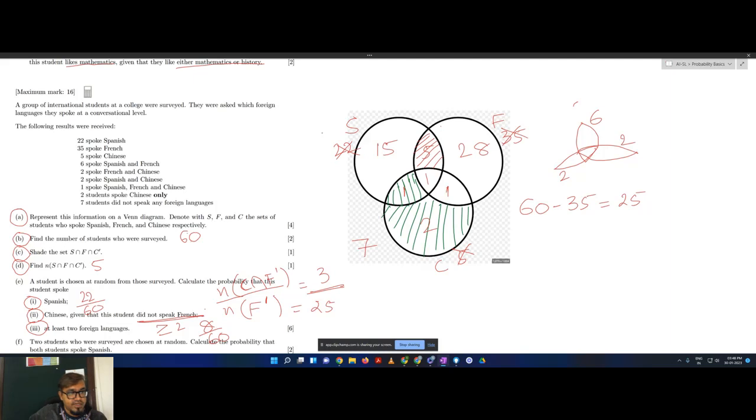Part F, something which we have not discussed, we'll discuss it later.